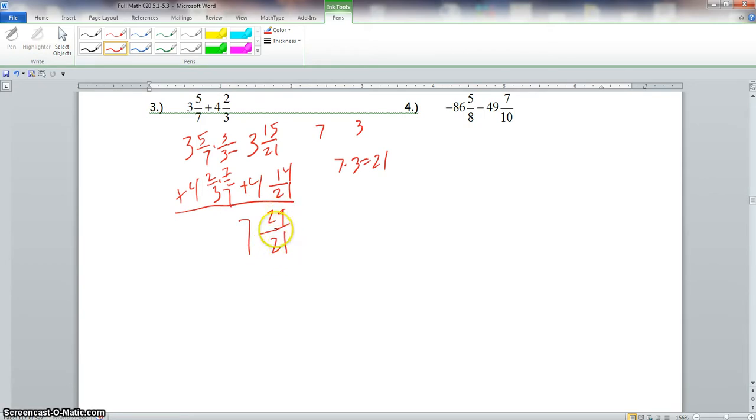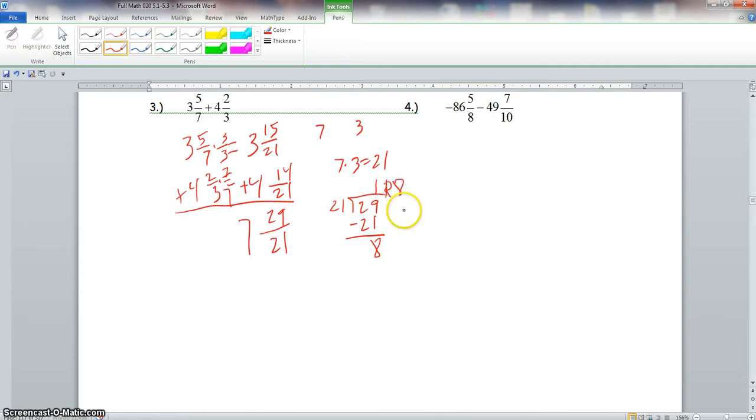Now, if you look here, you notice we have an improper fraction. So what we need to do is write this as a mixed number. Let's concentrate on the fraction. So we would take 21 into 29. 21 goes into 29 one time. 1 times 21 is 21. 29 minus 21 is 8. And we have a remainder of 8.